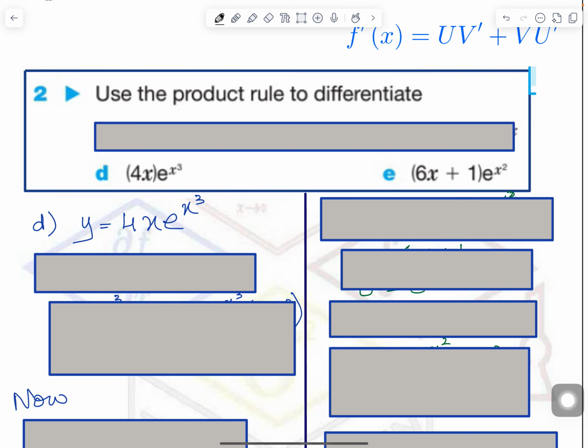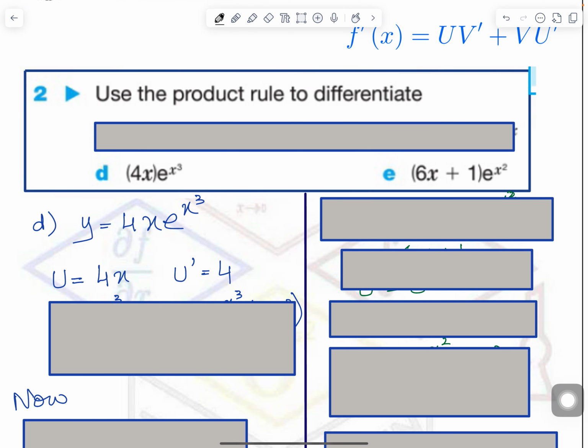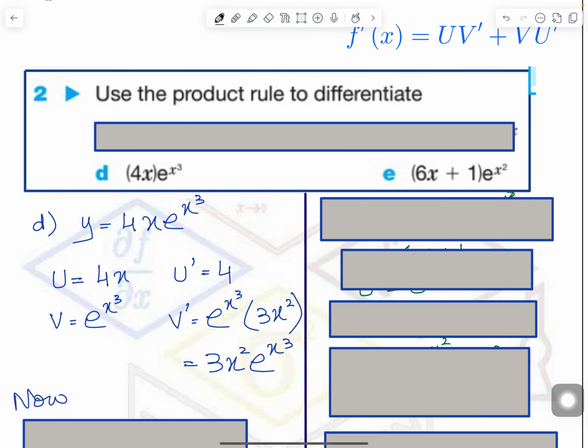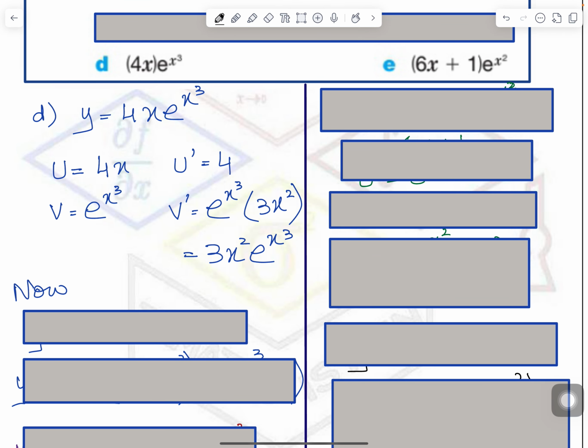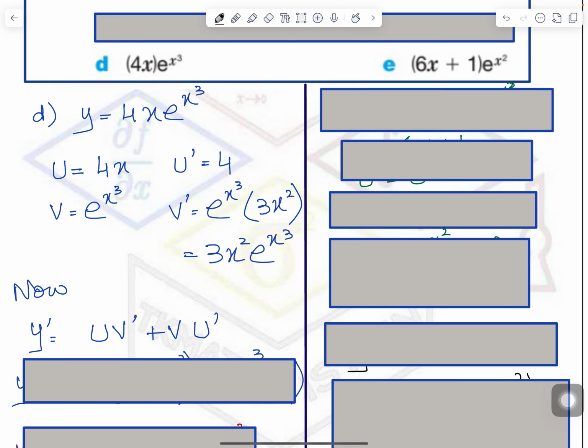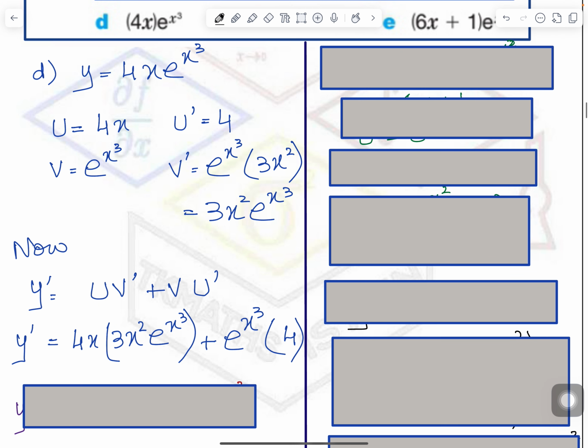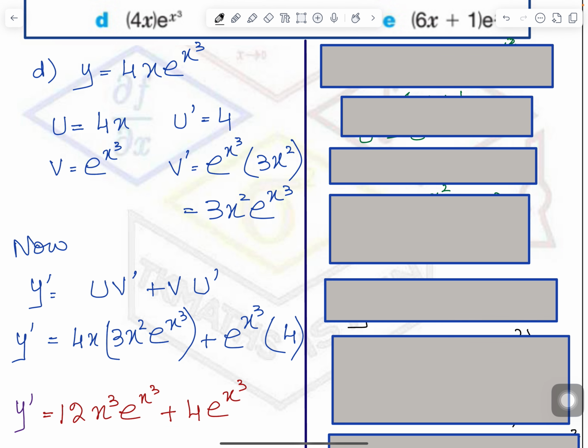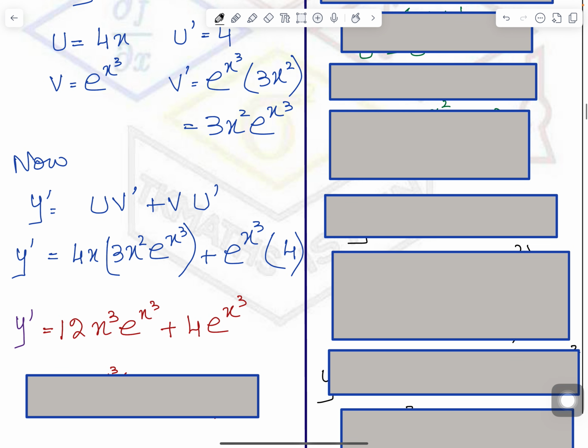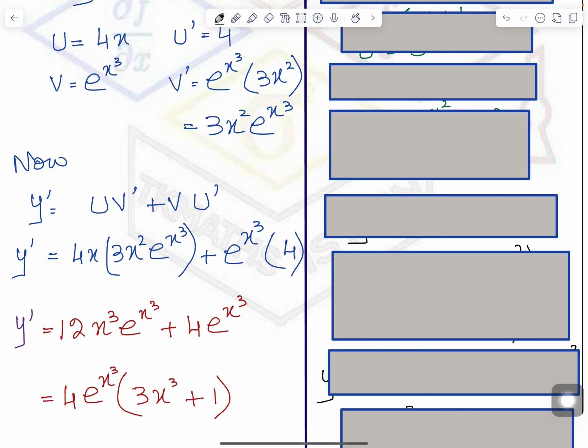So part D is here. u is 4x. Some students take 4 as a multiplier outside and consider u as x, v as e power x cube. That is also fine. So once you have gotten u, u prime, v, v prime, you just need to substitute it in the formula. So this is the formula. I will plug in the values here. And after that, I will take the common factor out, right? So this is the common factor. And you got the answer here.